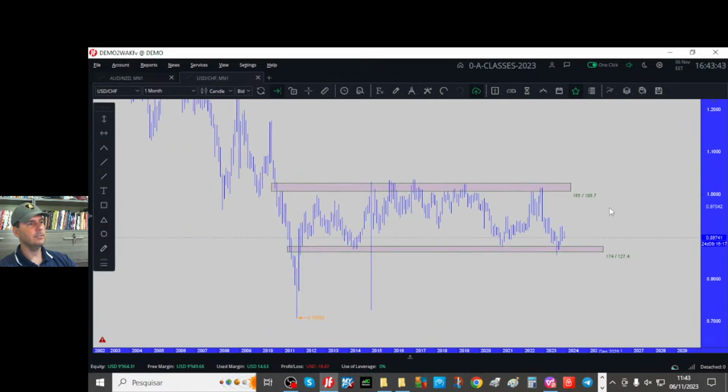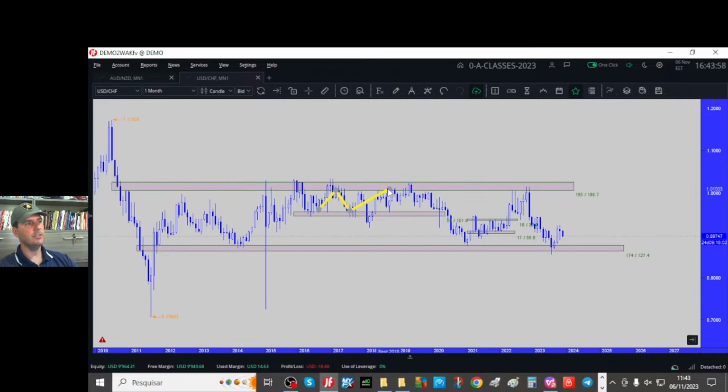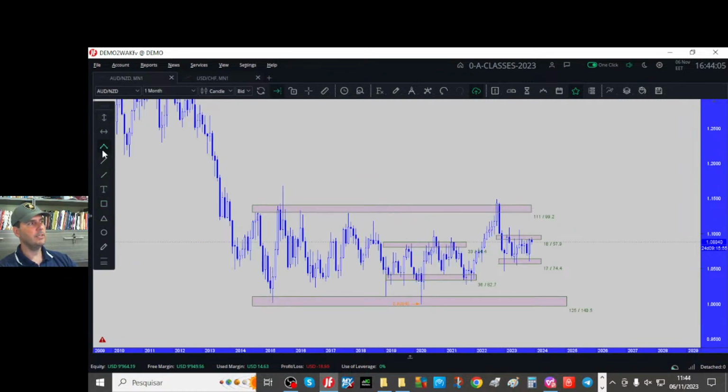See everybody here? And you have smaller consolidations here and here. See, this was consolidation, and then the market expanded the consolidation. Or AUD NZD, this was the small consolidation, and then the market extended the consolidation, then small again.